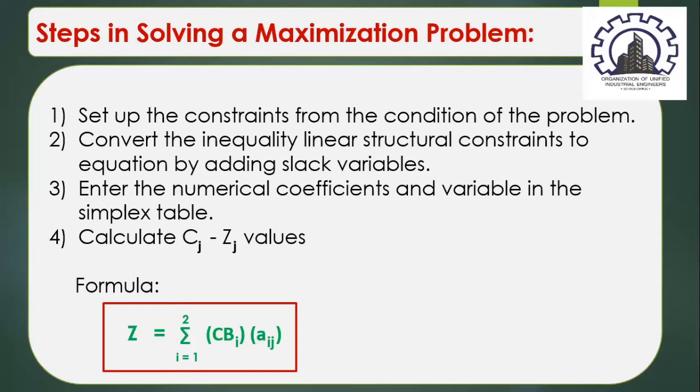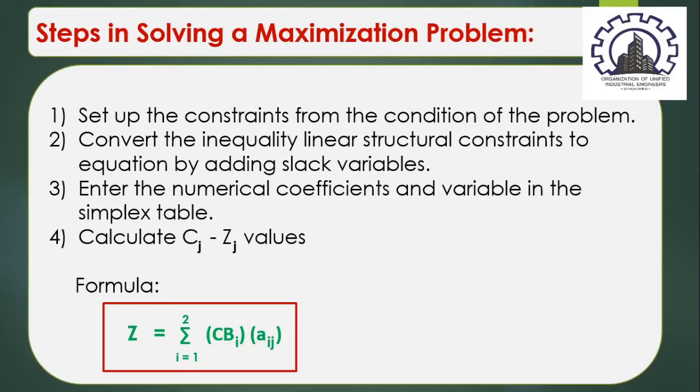And based on the word problem, we're going to be needing to construct our objective function and also the two different constraints, which are the linear structural and the non-negativity. And remember, we need to set up those constraints based on the word problem, how we understood the problem. Second, after setting up the constraints, the next thing that we need to do is to convert the inequality linear structural constraints to equation by adding a slack variable.